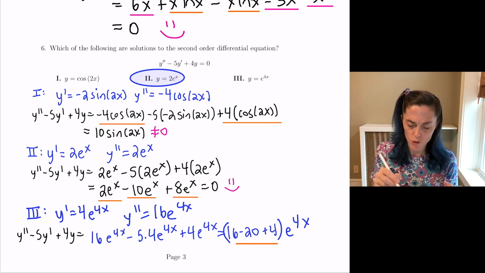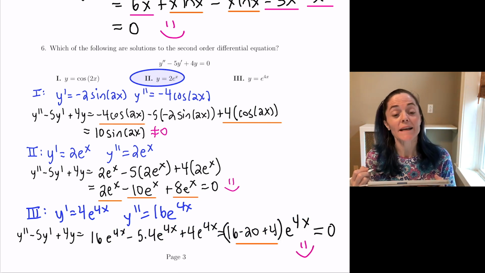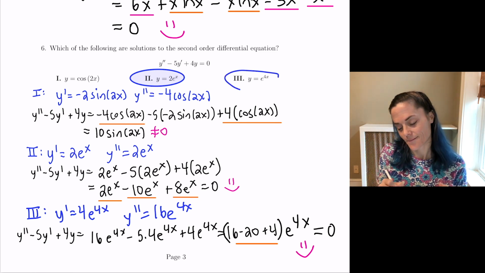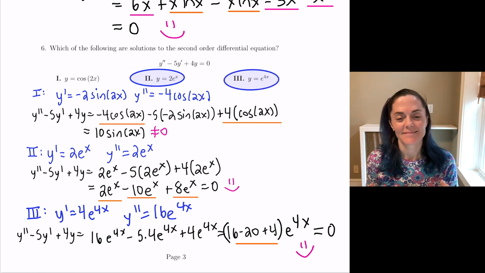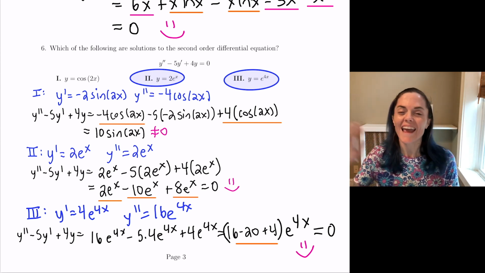Oh, I didn't mean to switch colors. So our conclusion here is that 3 is also a solution. The answer to 6 is 2 and 3.